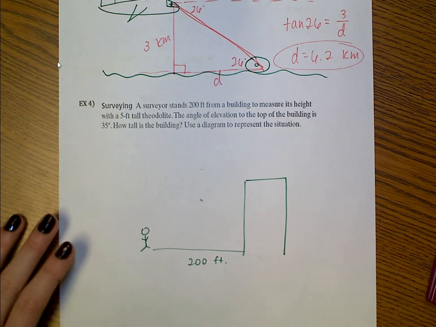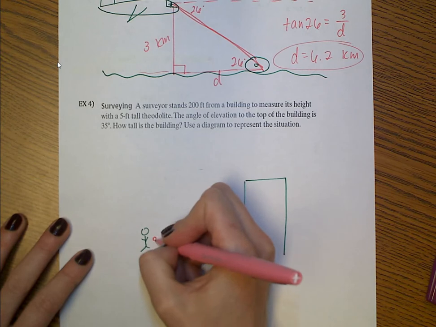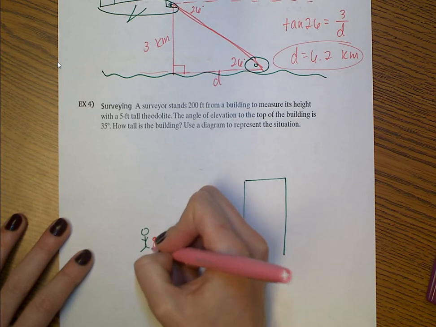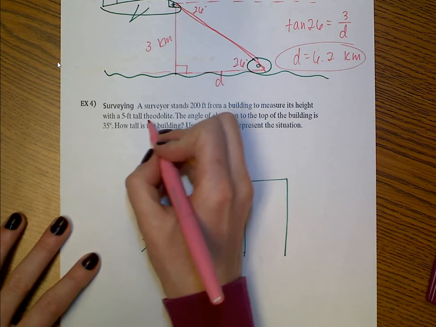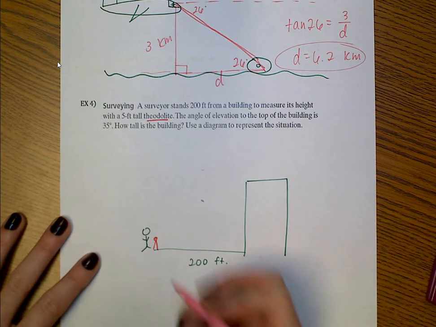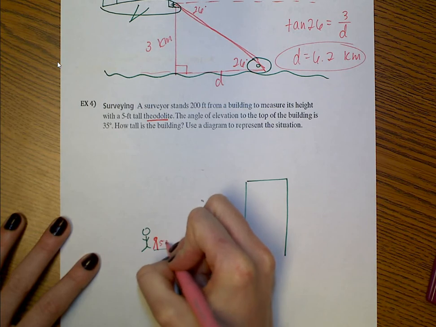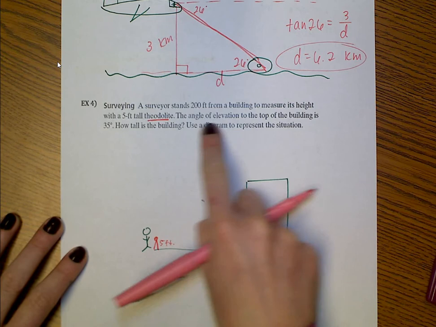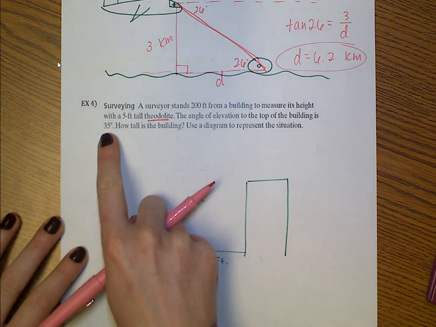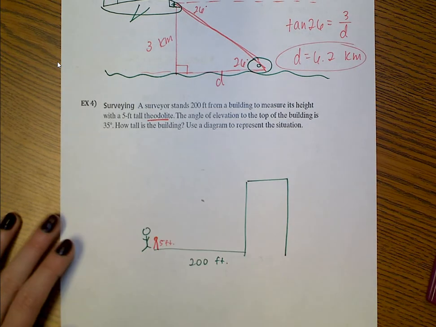Okay, I don't know if you guys have ever seen those men like on the side of the road with their hard hats surveying the land, and they use this little tripod instrument. That is called a theodolite. And it's 5 feet tall. Okay, and this little theodolite measures the angle of elevation to the top of the building at 35 degrees. I want to figure out how tall the building is.